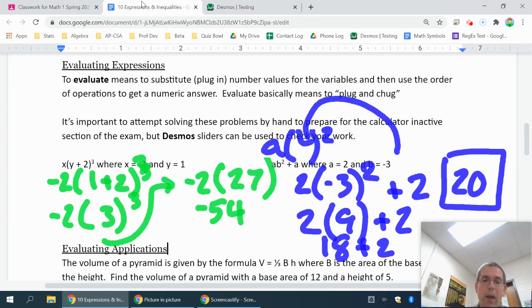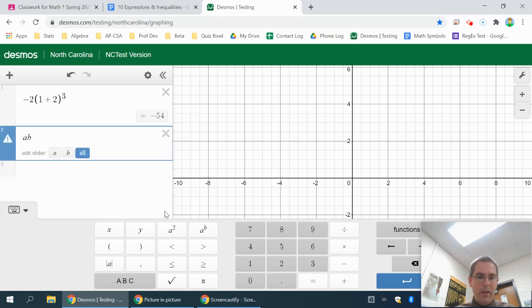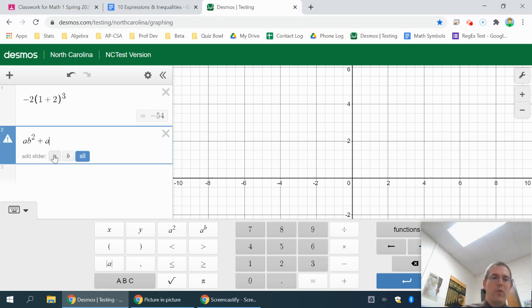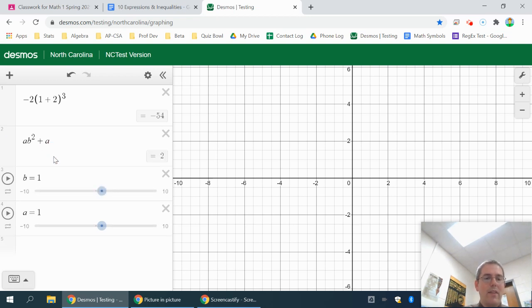But there's an even better thing you can do with Desmos. You can type in the original equation, a b squared plus a. Sometimes this doesn't work with your variable if your variable is x, but I have ab squared plus a, and it offers you sliders. Sliders are little tasty hamburgers. We should always say yes to sliders. So I'm going to click add the slider for A and add the slider for B.